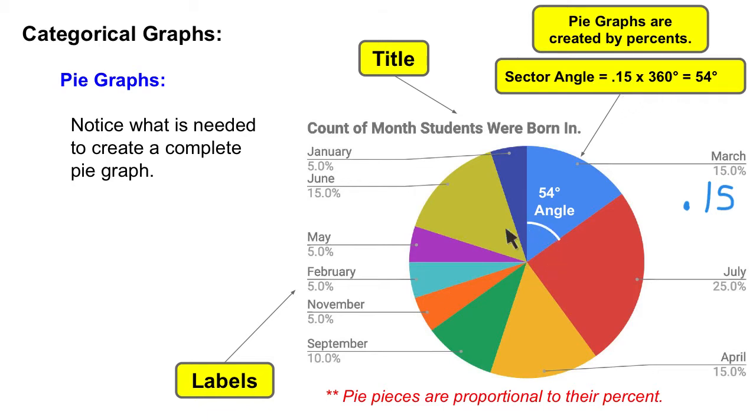We know that the central angles in a circle add up to be 360. So we're going to do 0.15 times 360 and we get 54 degrees. That means that 15% of the circle should have a 54 degree angle. All of the pie pieces are proportional to their percent.